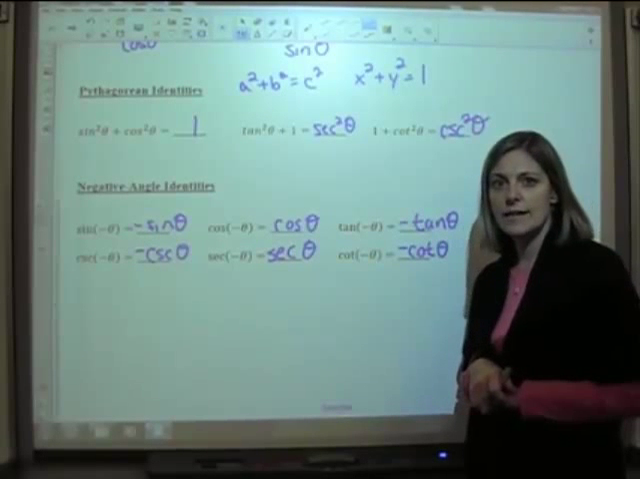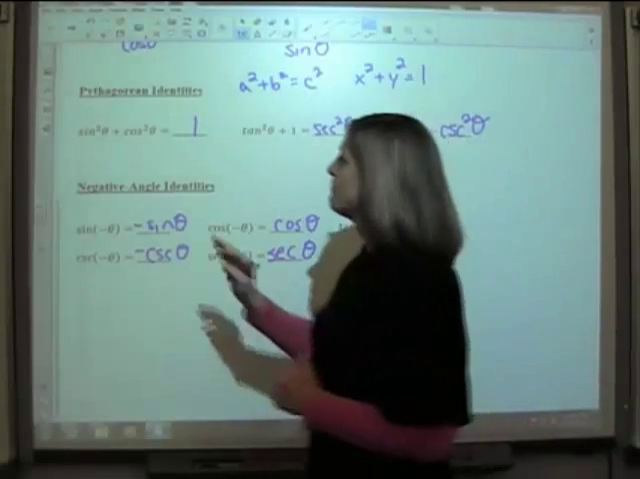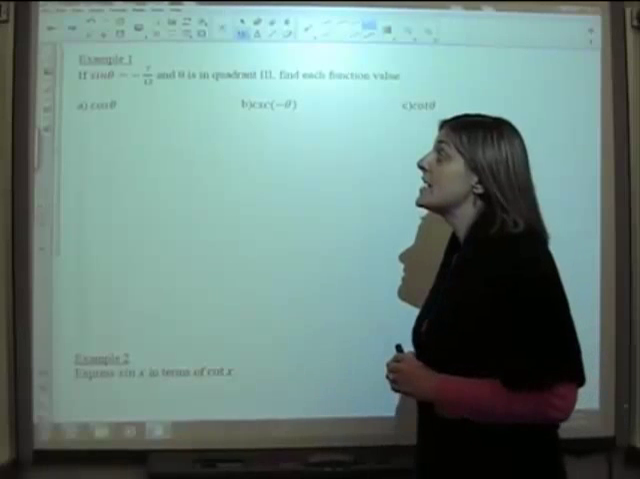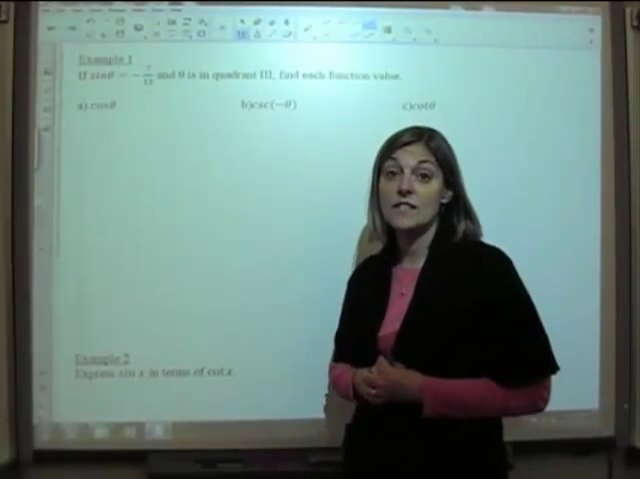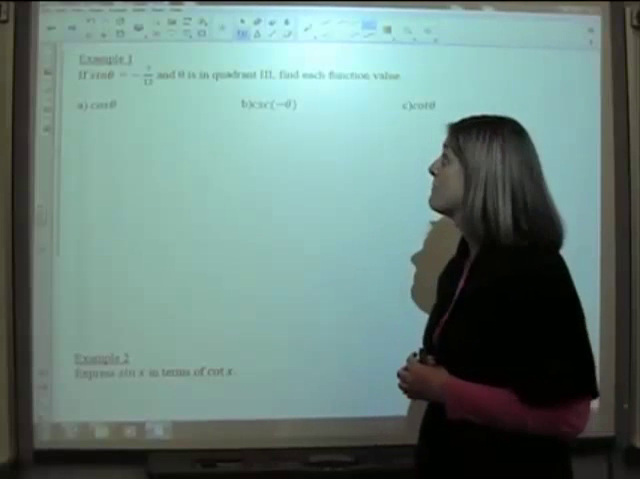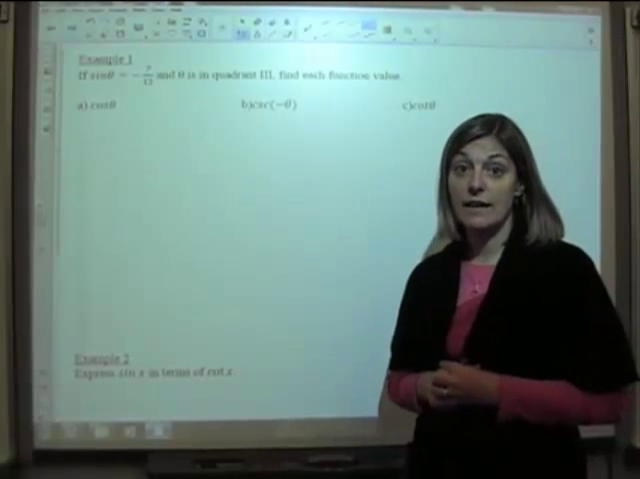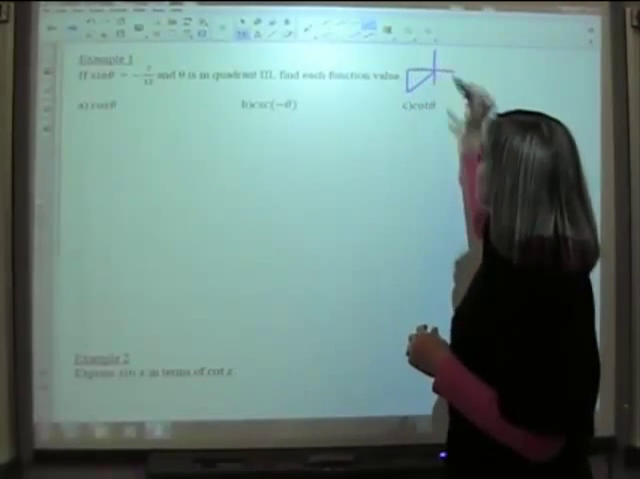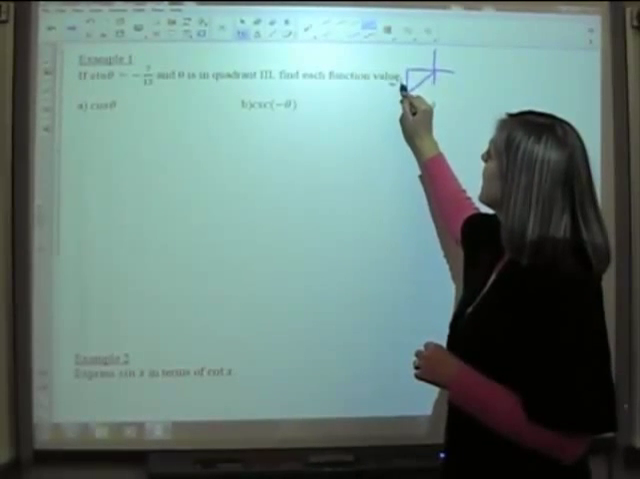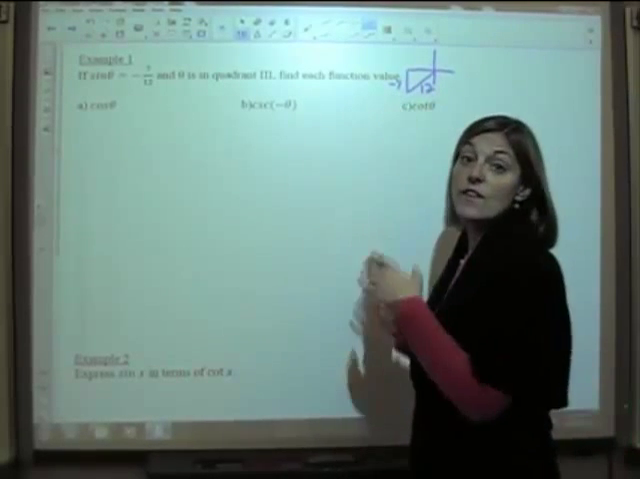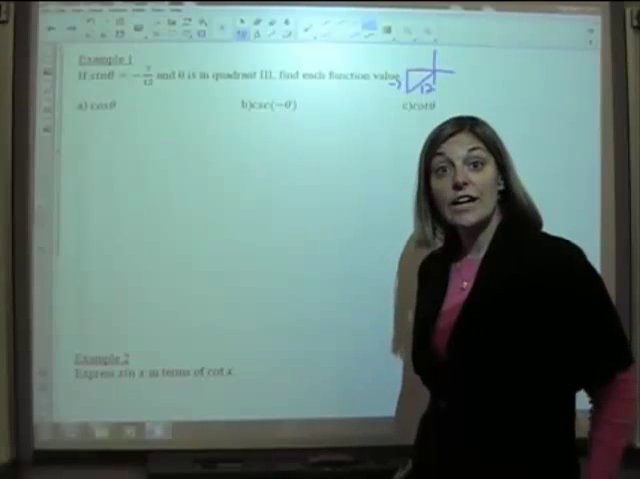Now let's take some of these identities and apply them in a problem. Example number 1. If sine theta equals negative 7/12 and theta is in quadrant 3, find each function value. So let's take a look. We know we're in quadrant 3, and we know we have negative 7 and 12. Now we could use the Pythagorean theorem and solve it that way, but let's try using our identities.